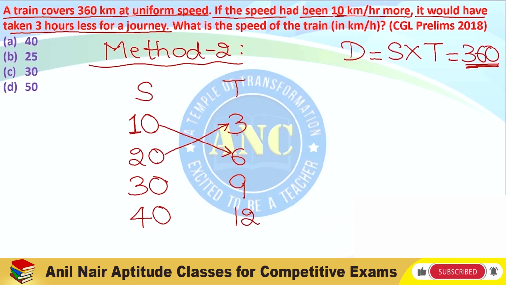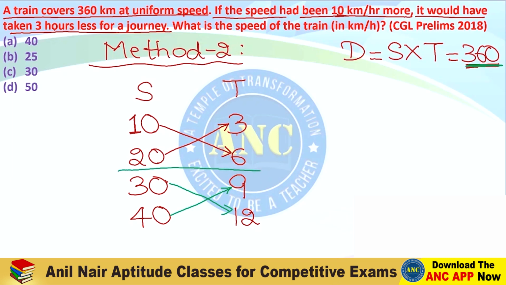Now if you want to check it out, I will use a different color so that it will be very clear for you people. 30 into 12, it is 360 kilometers. That is exactly what is given in the question. 40 into 9 is also 360 kilometers. That is also exactly what is given in the question. That means we will only take last two values into account.